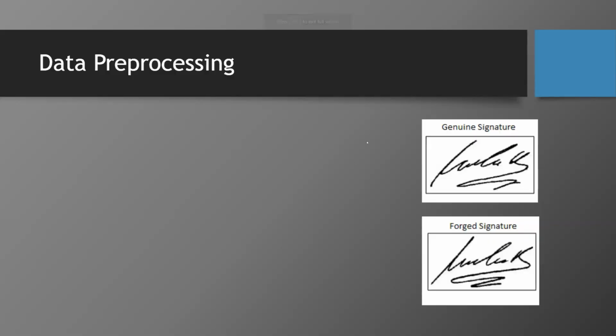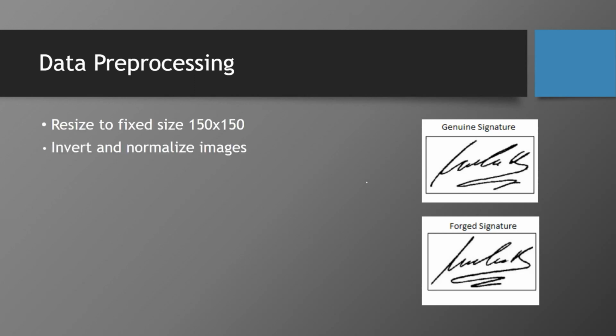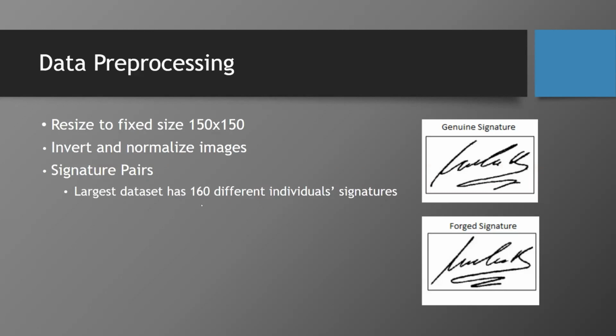The rest of the related work is in the paper, so we won't go over it too much. So I'll just skip to the methodology that we're doing. We start with the data pre-processing. We have an example of the two types of images we'll see, a genuine signature and a forged signature. We're going to resize the images, invert and normalize them, and create the pairs of images.